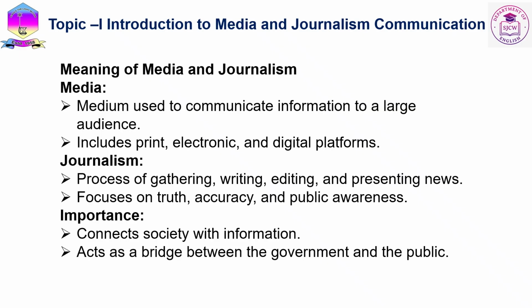Now let us see what is the meaning of media and journalism. Media is a medium used to communicate information to a large audience. It includes print, electronic and digital platforms. Journalism is a process of gathering, writing, editing and presenting the news. It focuses on truth, accuracy and public awareness. What is the importance of media and journalism together? They connect society with information and act as a bridge between the government and the public. So the media or journalism is like a watchdog to democracy.